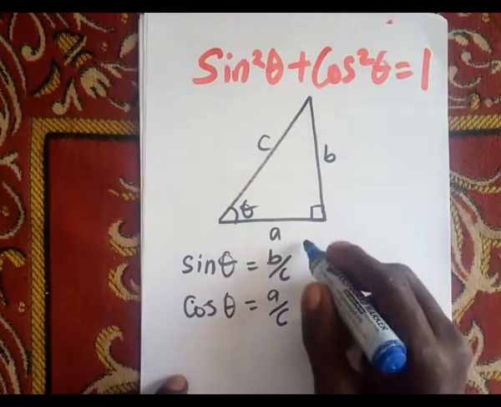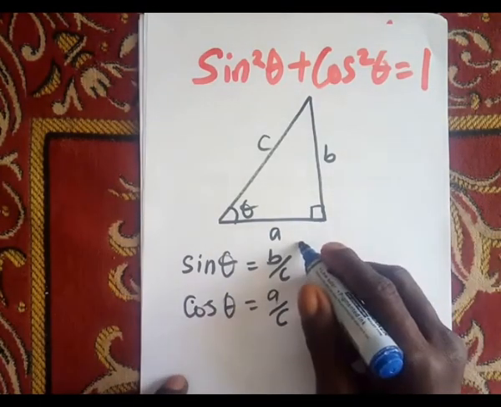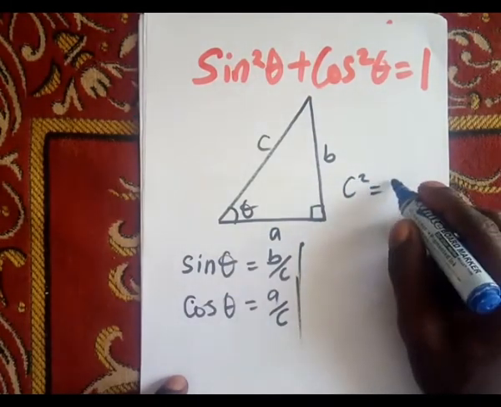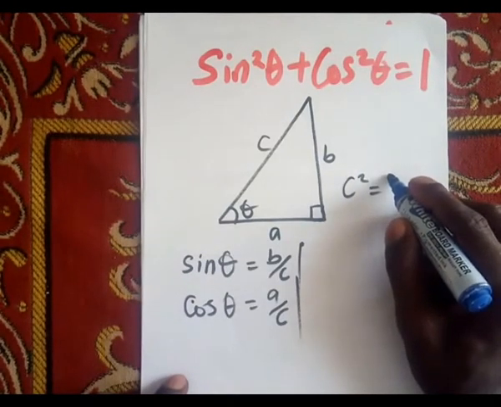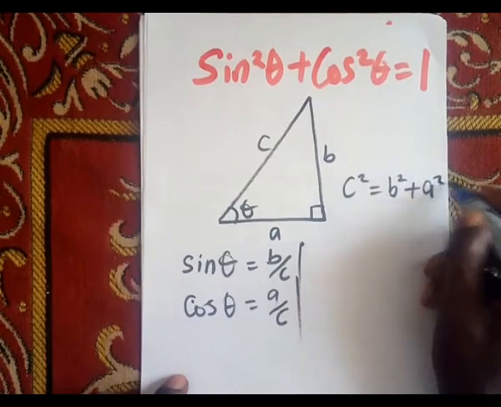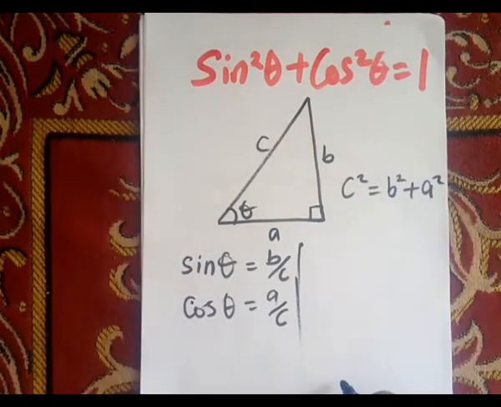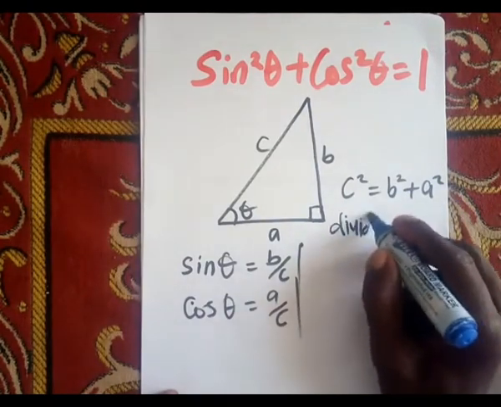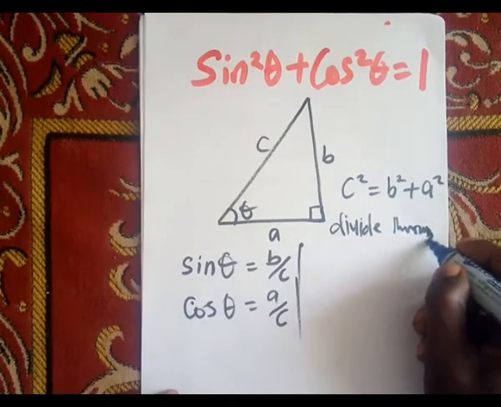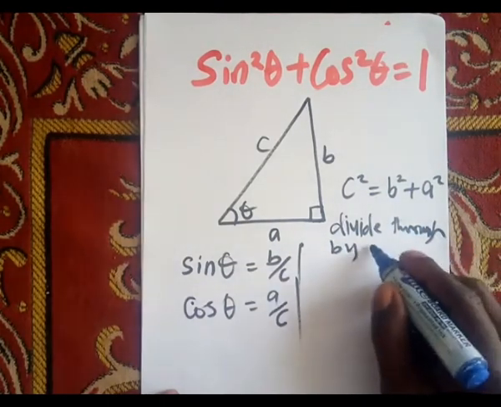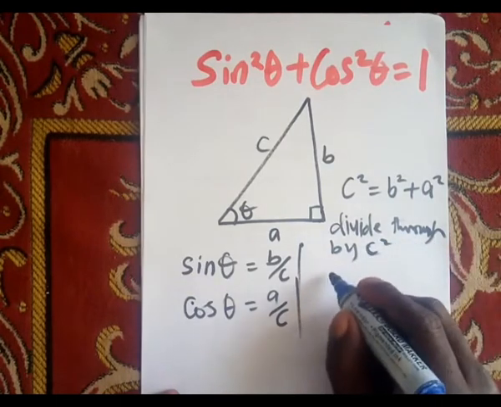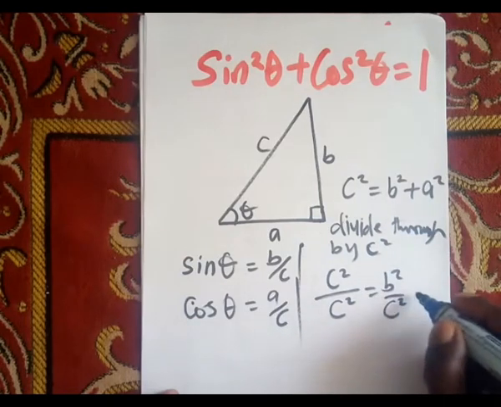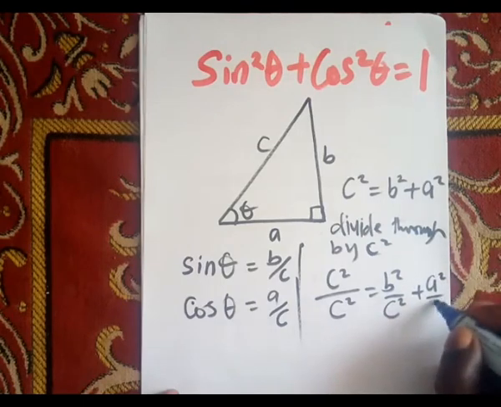Then what do you know in Pythagoras theorem? What we know in Pythagoras theorem is that c squared, which is the hypotenuse squared, is equal to the sum of the squares of the other two sides, a squared plus b squared. So when you divide through by c squared, we are going to have c squared over c squared is equal to b squared over c squared plus a squared over c squared.